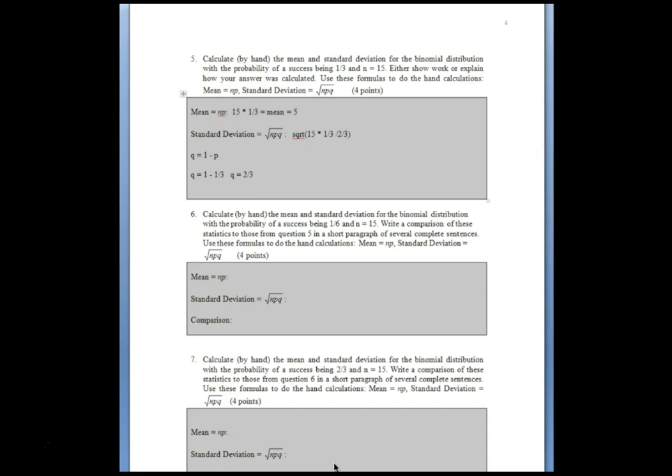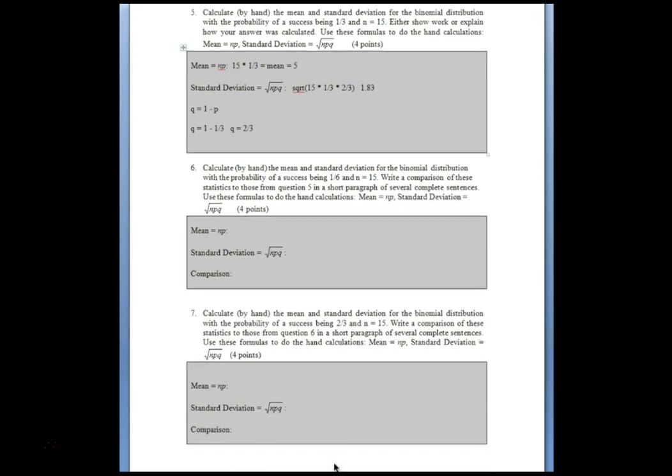And that is just a calculator function. I would do the multiplication first. I would do 15 times 1/3 times 2/3 and get that answer, and then take the square root. If you have trouble finding that square root key, you can also do a little trick and raise it to the 1/2 power. It's the same thing as taking a square root. So your standard deviation there is 1.83.